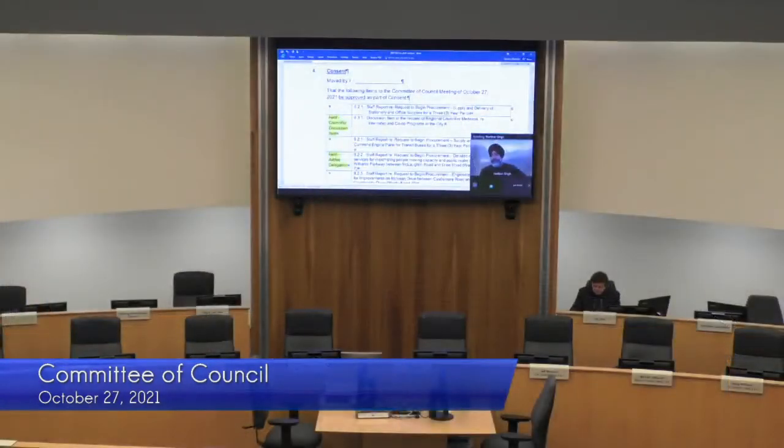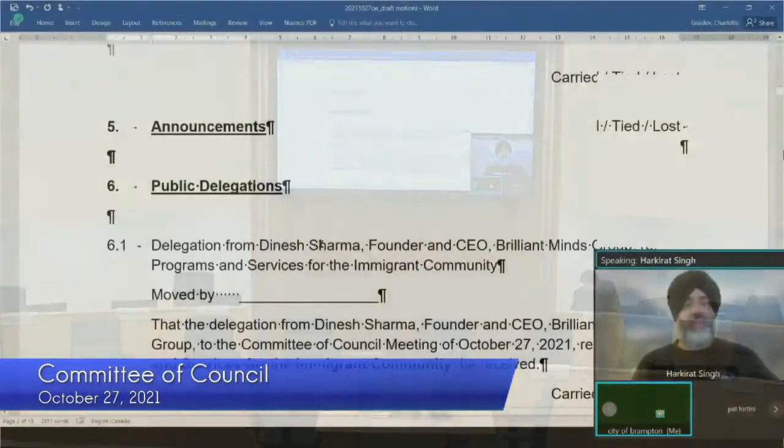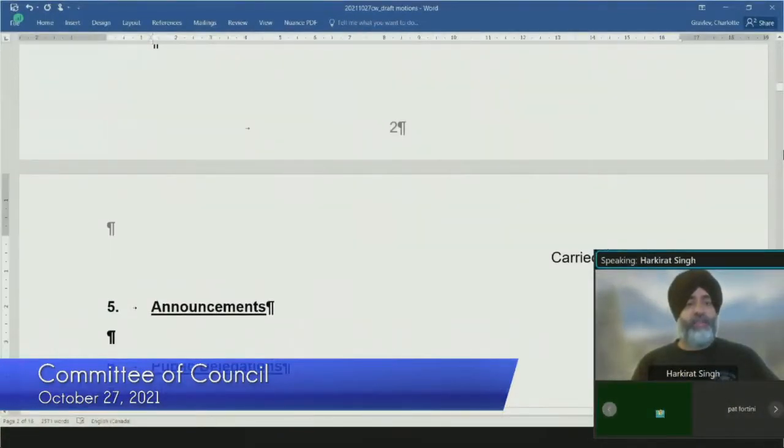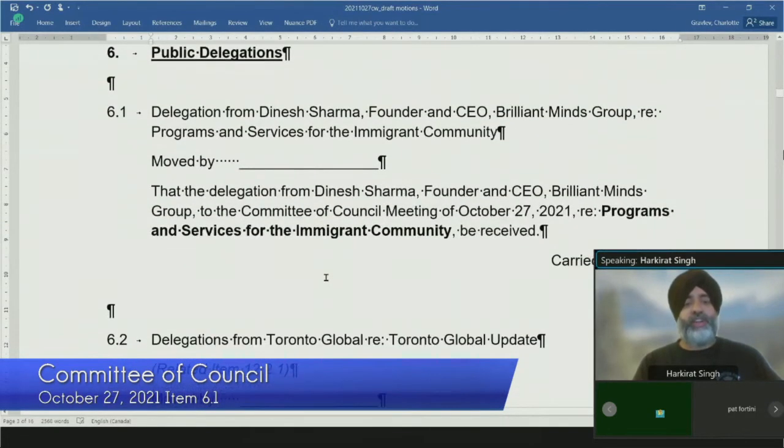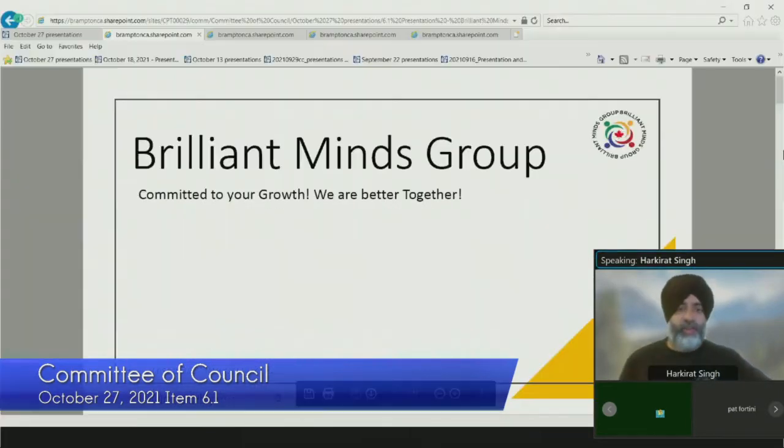All right, thank you. Moving on to announcements. We don't have any today, so moving on to public delegation. 6.1 is a delegation from Dinesh Sharma, founder and CEO, Brilliant Minds Group, regarding program and services for the immigrant community. Welcome, Dinesh. You have 5 minutes for your delegation, and I will give you a warning when you have 1 minute left. Thank you.